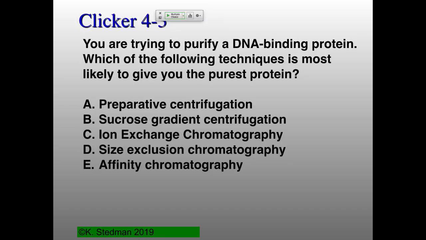Now our final clicker question of today, and we'll finish right after this. You're trying to purify a DNA binding protein. Which of the following techniques is most likely to keep the purest protein? Preparative centrifugation, sucrose gradient centrifugation, ion exchange chromatography, size exclusion chromatography, or affinity chromatography?